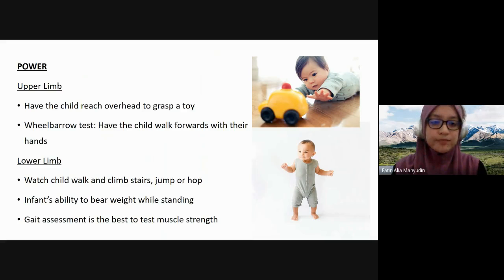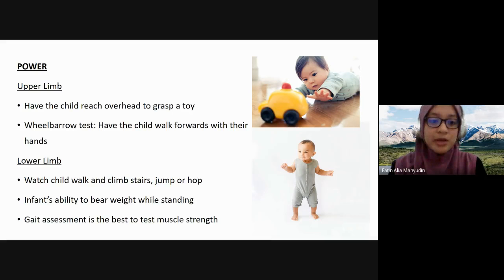For the upper limb, we simply have the child reach overhead to grasp a toy. Like we see in the picture, we can ask the child to reach for a toy. From that, we can assess the muscle strength of the upper limb. If the patient can reach overhead, we can assume their muscle strength is normal.